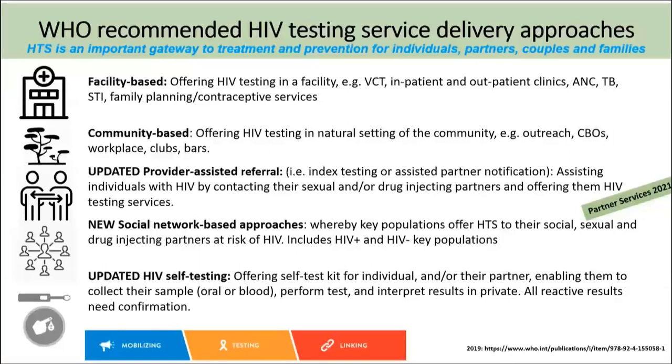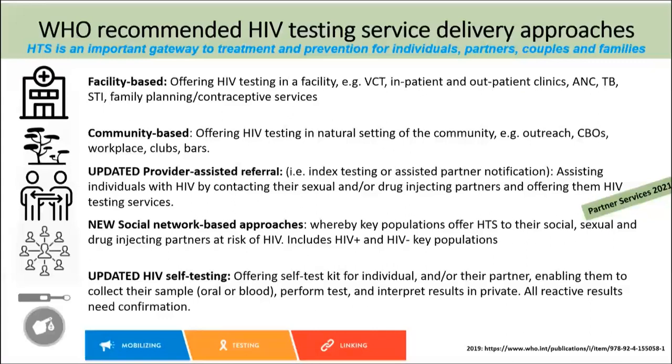Again, to reach the people who are not able to reach the facility, we can expand our community-based sites in the community through community-based organizations, or at the workplace, or through clubs or bars. Then we can provide provider-assisted referral services, which is known as assisted partner notification, where individuals are supported in contacting their partner and bringing them for HIV testing services.